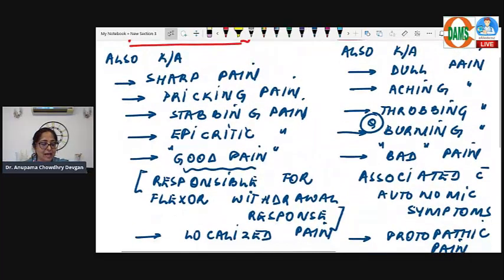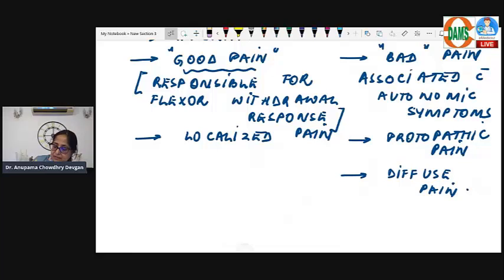Let's see this once again. What is fast pain? Fast pain is known as a sharp pain, pricking sensation, stabbing sensation, epicritic pain. Why epicritic pain? What is this name? Epicritic because fast pain is carried by A delta fibers. This is carried by the A delta fibers. A delta fibers are myelinated.